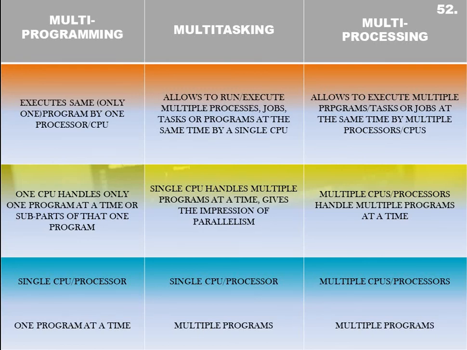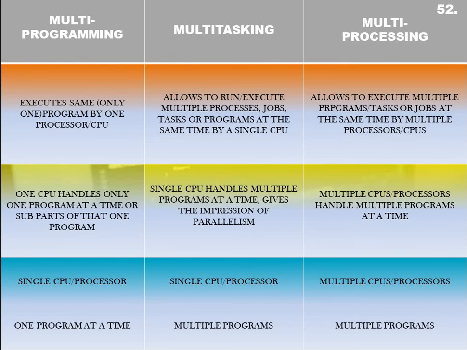While multiprocessing allows the operating system and the computer to execute multiple programs, tasks or jobs at the same time with the use of multiple processors or CPUs. In multiprogramming, one CPU can handle subparts or subtasks of only one program at a time, then the subtasks of another program afterwards. While in multitasking, a single CPU can handle multiple programs at the same time.